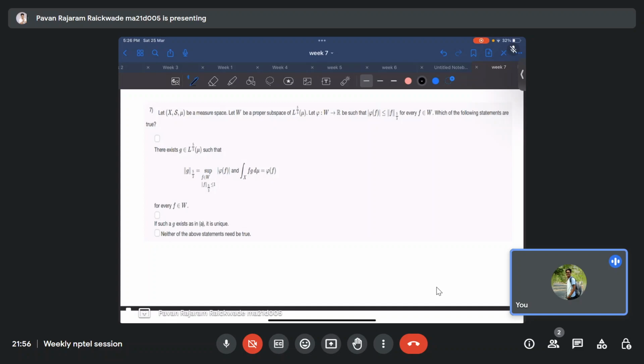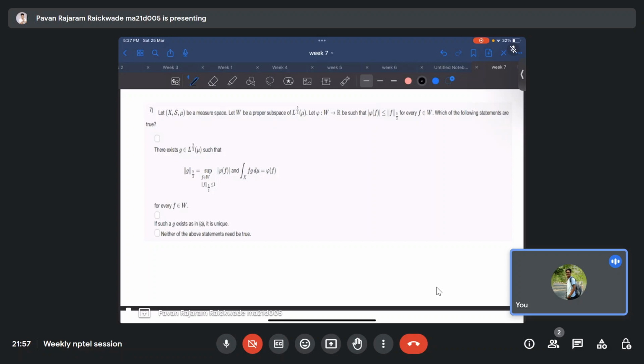So question number 7 says: let X, S, mu be a measure space and let W be a proper subspace of L^{5/3}(mu), and phi is a linear functional defined on W whose norm is less than or equal to 1. Then which of the following statements are true?